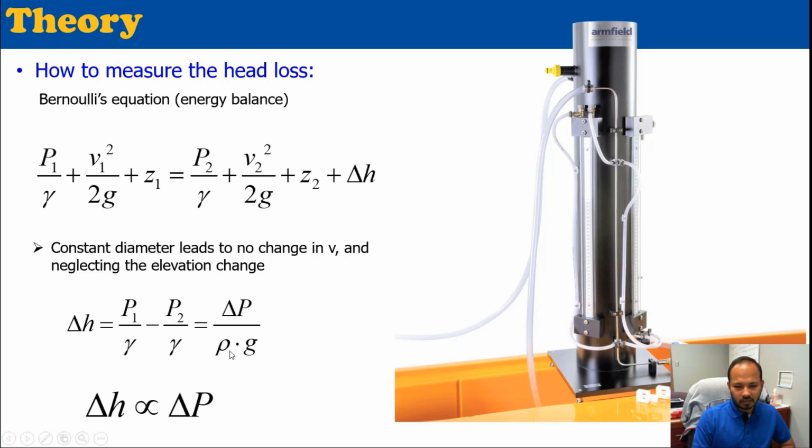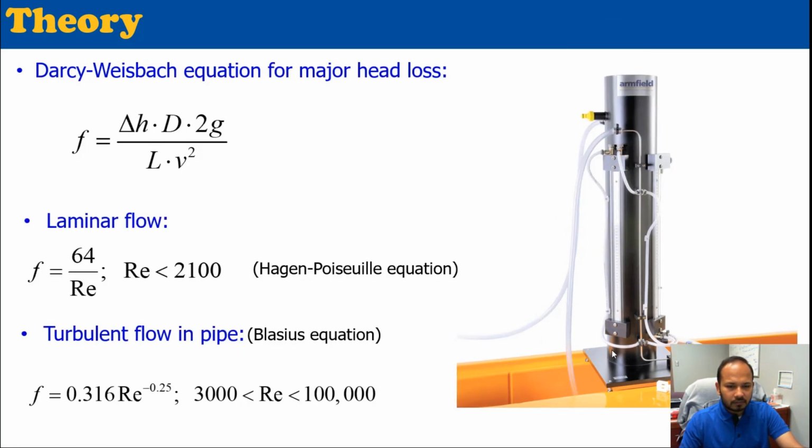Since rho and g are constant, ΔH, the change in pressure head, is directly proportional to the change in pressure. That's what we're going to do using the manometer. Taking the pressure from here to here, the change will give us the pressure head. So the way we can find the friction factor is, if we measure ΔH, the pressure head loss, and if we can measure the velocity, from the Darcy-Weisbach equation, we can find the friction factor.